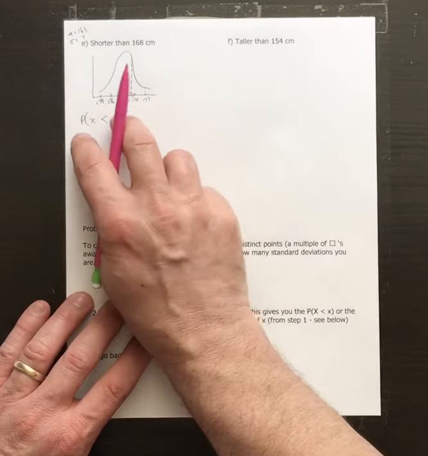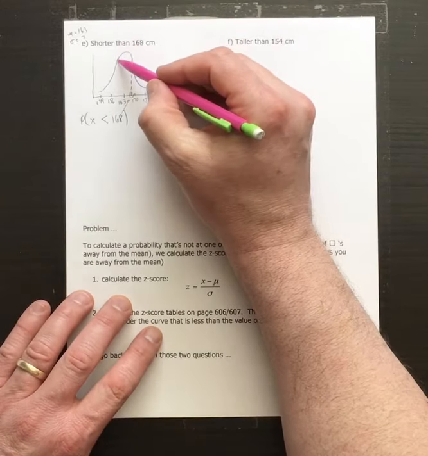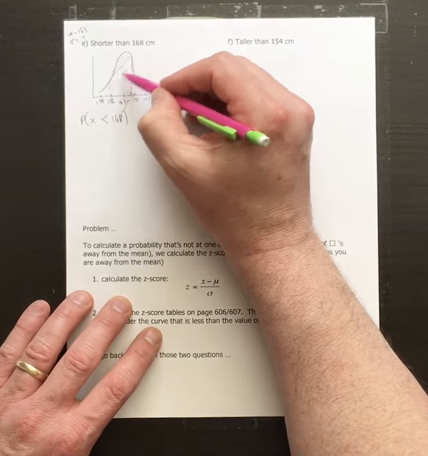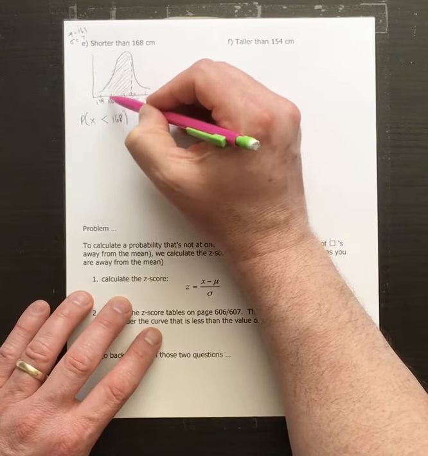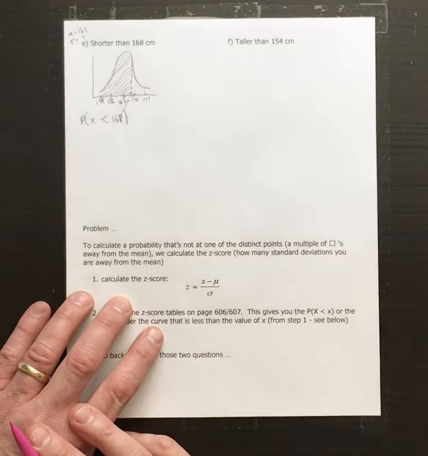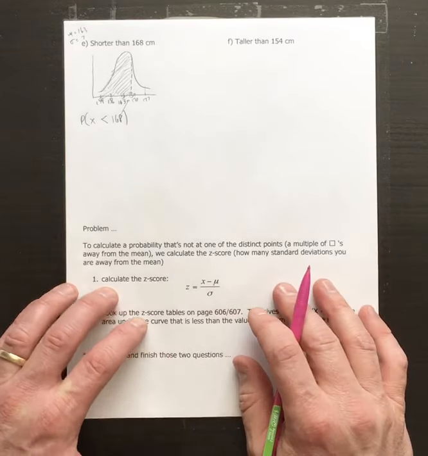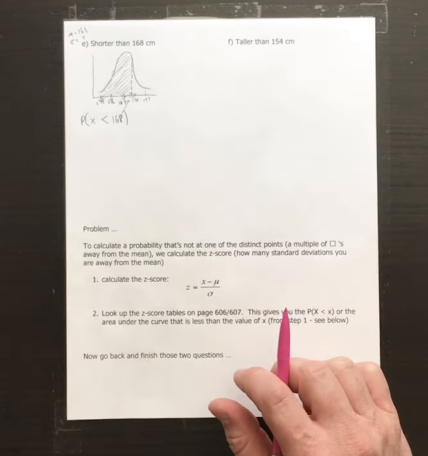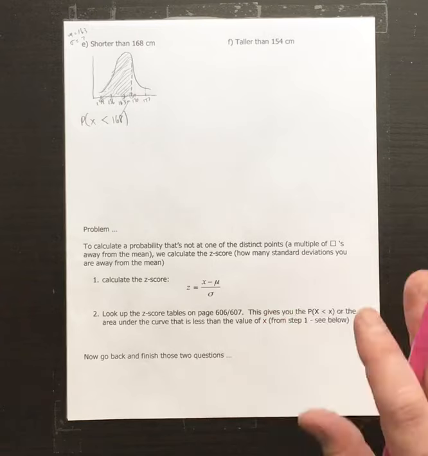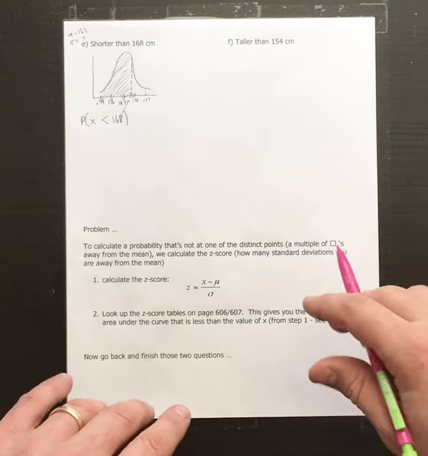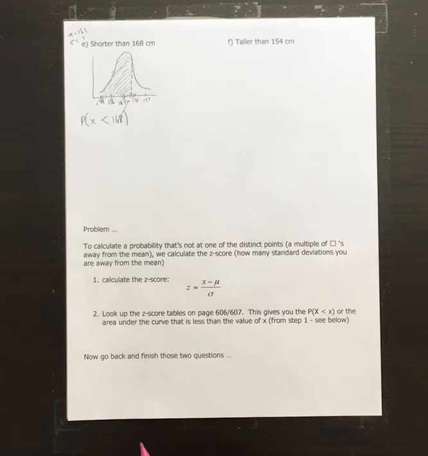So how do I get this? Because what I want is shorter than. I want this area shorter than 168. I'm not great at coloring, but that's what I want. Well, how do I do that? Well, this is how you do it. It's always this way, but it does only give us a particular type of a calculation, so you have to learn about the constraints of the technique as well.